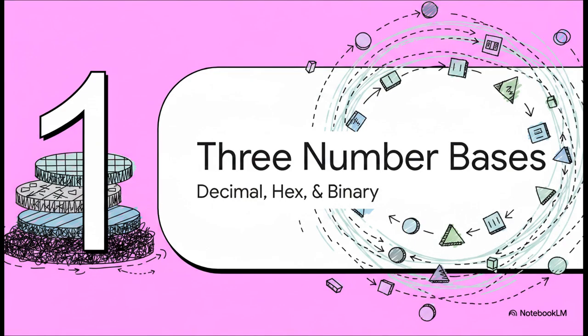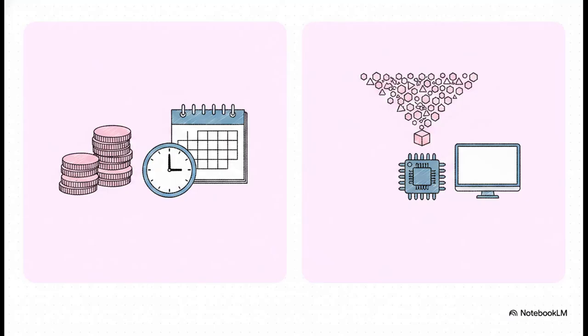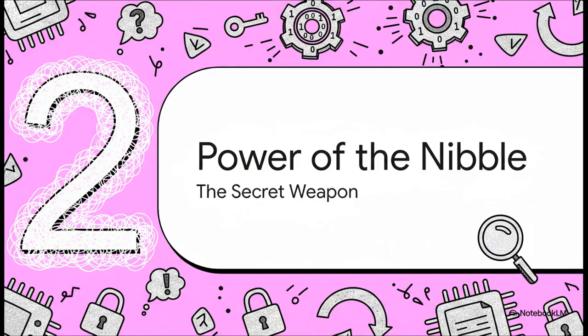All right, Section 1, the 3 number bases. So, to really get this, we have to understand the fundamental difference between how we count and how computers count. Our standard everyday decimal system, the one we use to count money or keep track of our age, is base 10. It gives us exactly 10 numbers to work with, 0 through 9. But the hexadecimal system, which is everywhere in computer engineering, is base 16. That means it gives us 16 totally distinct values for a single-digit space. It uses 0 through 9 plus the letters A through F. And this is a real game changer because it allows computers to store a massive amount of information in an incredibly tiny physical space.